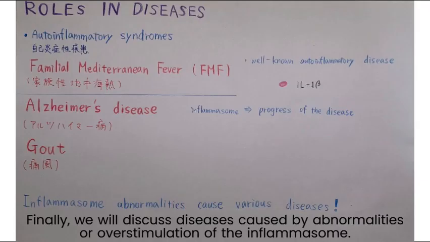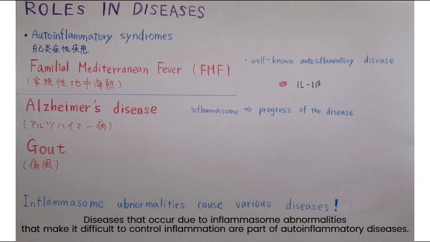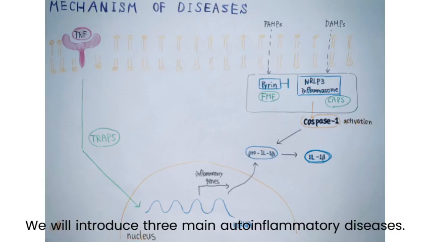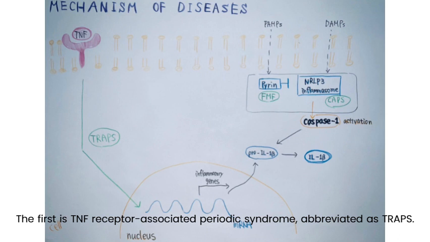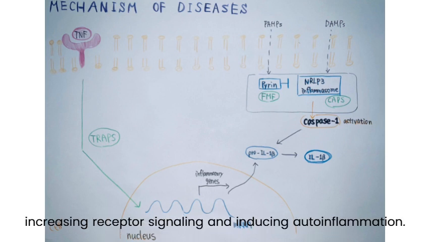Finally, we will discuss diseases caused by abnormalities or overstimulation of the inflammasome. Diseases that occur due to inflammasome abnormalities that make it difficult to control inflammation are part of autoinflammatory diseases. We will introduce three main autoinflammatory diseases. The first is TNF receptor-associated periodic syndrome, abbreviated as TRAPS. TRAPS causes misfolding of the TNF receptor due to genetic mutations in the TNF receptor, increasing receptor signaling and inducing autoinflammation.